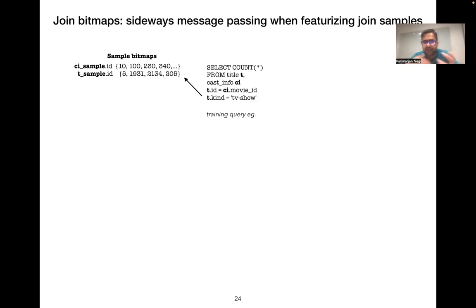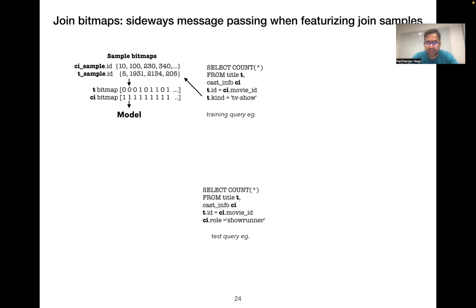And so, the sample bitmap approach, which is one of the sampling featurization approaches, would keep two independent samples. We'll convert them into bitmaps. Here, the cast info table has all ones because there was no filter on that, and title had a filter. So it's a mix of zeros and ones, and goes into the model, and the model learns based on this kind of distribution of inputs that it sees.